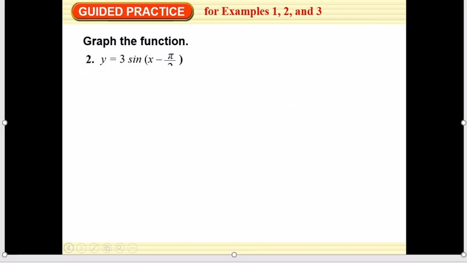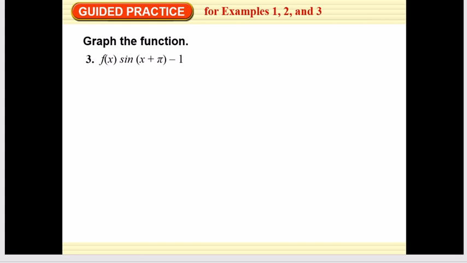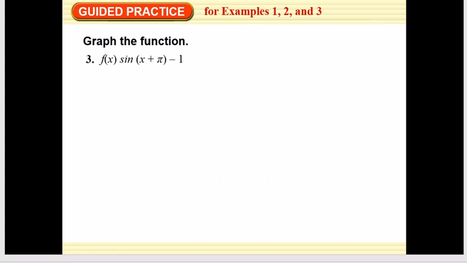So here's guided practice number 2. And let's go ahead and move that down. Alright, pause it for a solution. Guided practice number 3.